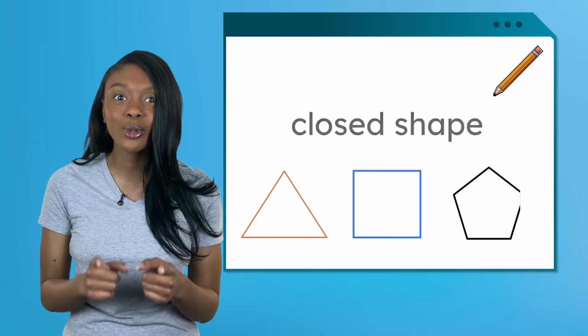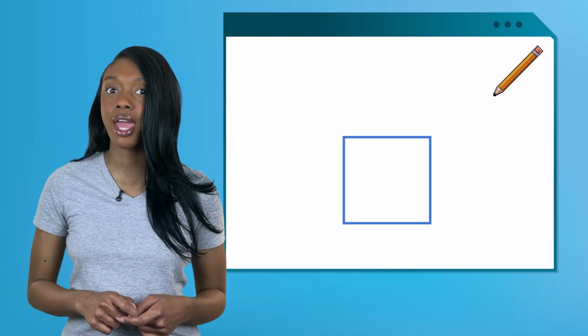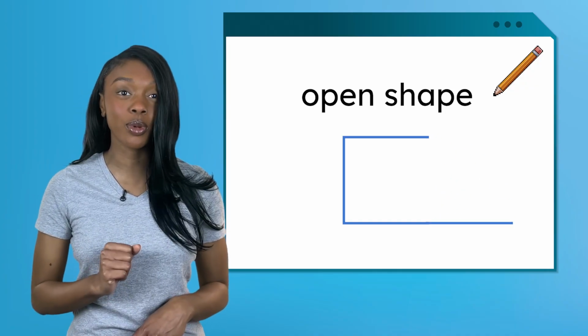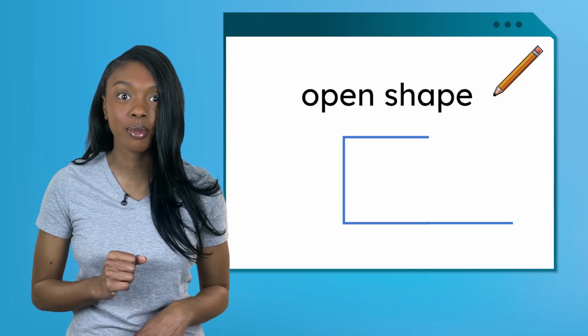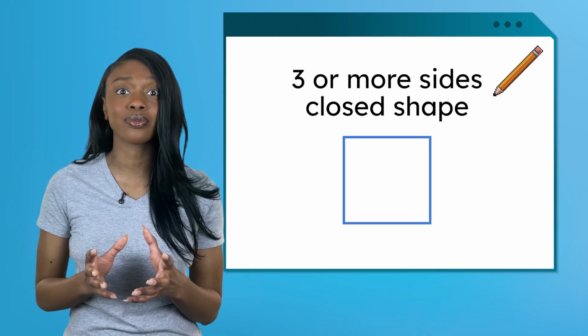Polygons must be closed shapes, like this square. Think of the sides of the shape as doors. If one of the doors or sides is open, then this is an open shape. All of the sides need to be closed to make it a polygon.